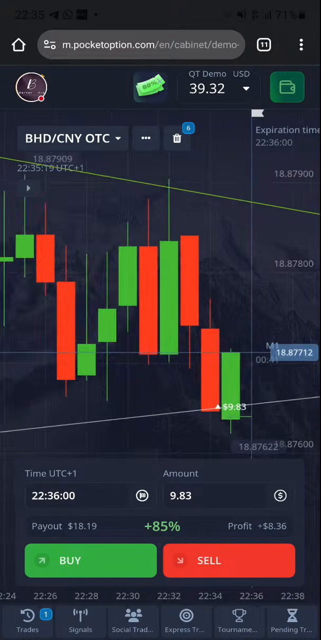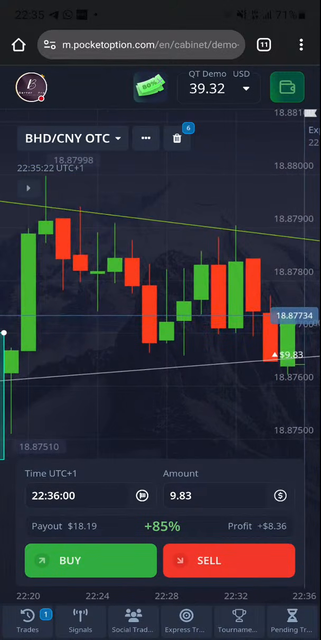So you understand. So you look at market sequence. Look at this market.